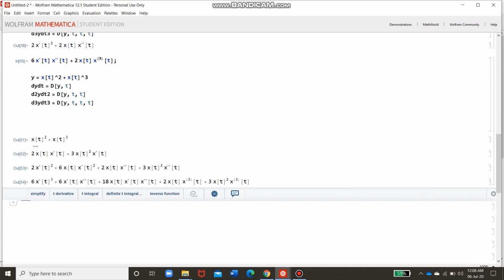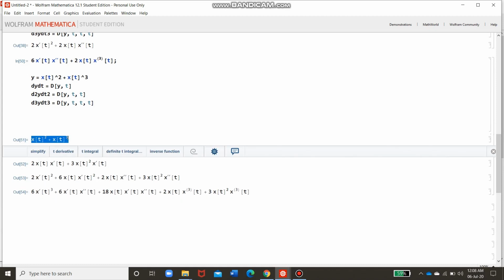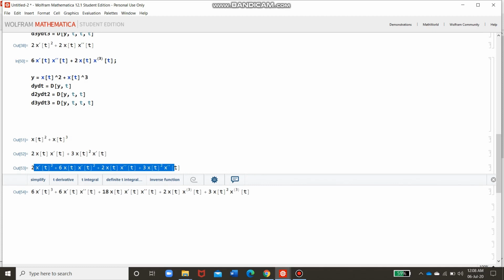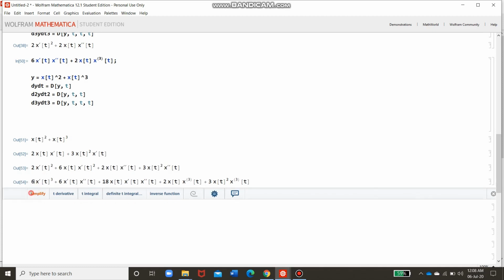So there you have it. This is our first y variable. Then you have your dy by dt, then your d squared y by dt squared, and then your d3y by dt cubed. So this is your final answer.